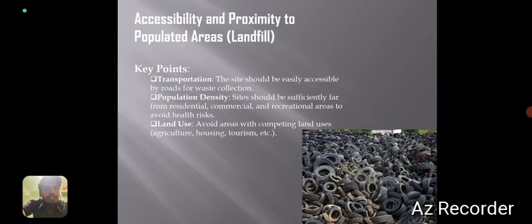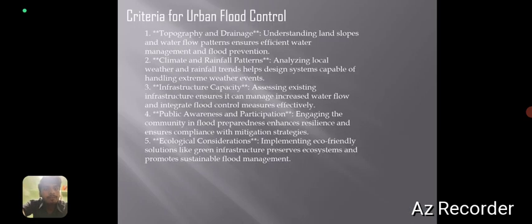Accessibility and proximity to populated areas. Landfill transportation: the site should be easily accessible by road for waste collection. Population density: the site should be sufficiently far from residential, commercial, and recreational areas to avoid health risk. Land use: avoid areas with competing land uses.